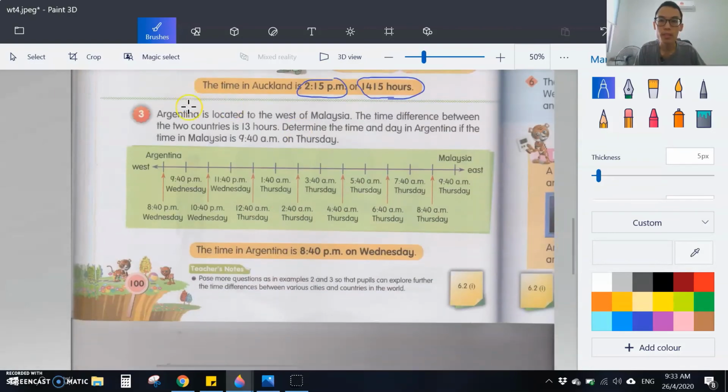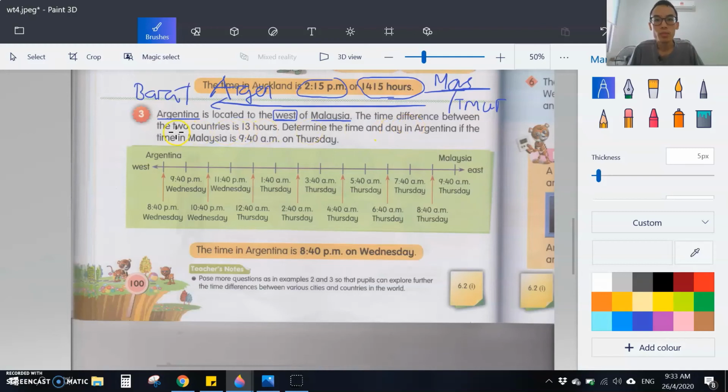Okay, one more example. Argentina is located to the west of Malaysia. Okay, ini kata kunci dia west. Sebab awak kena tahu, negara di timur dia lebih awal. Lepas tu negara di barat dia lebih lewat. So kalau dia kata Argentina located to the west, maksudnya Argentina dekat barat. Okay, Argentina dekat sini barat, Malaysia dekat timur.